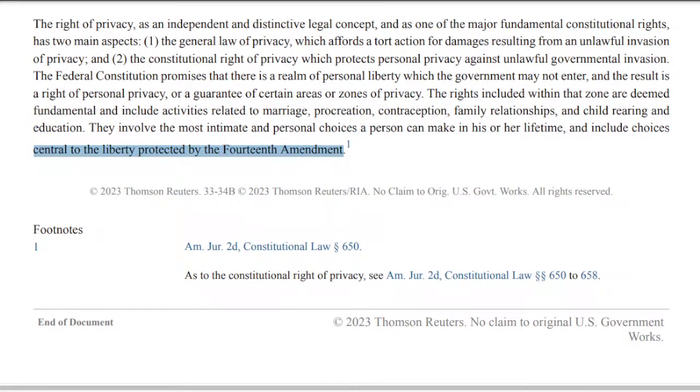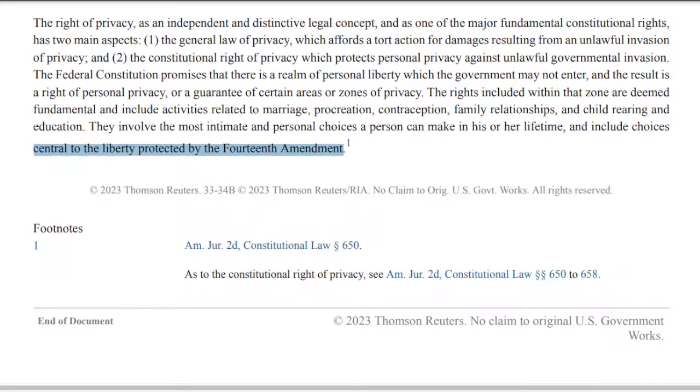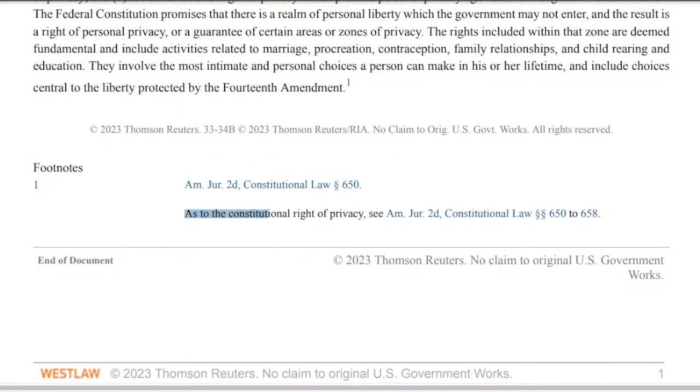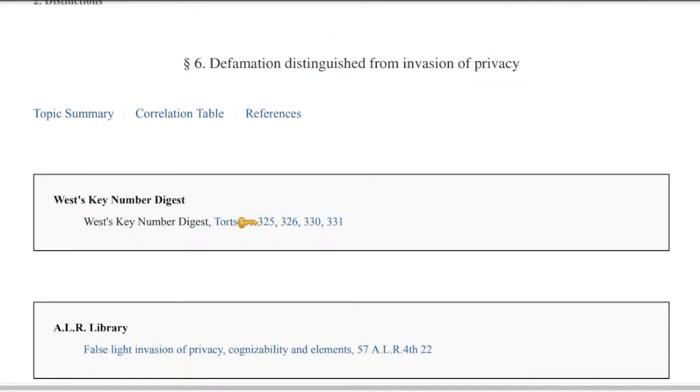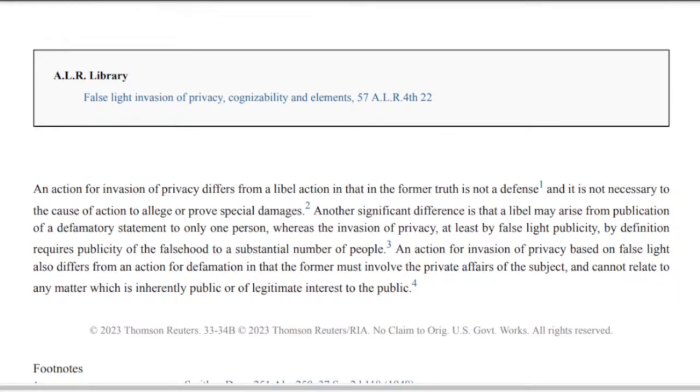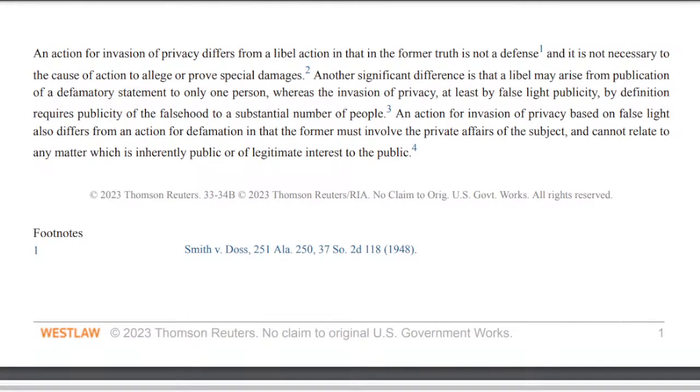So we go under constitutional law in second edition, section 650, and as to the constitutional right of privacy, see AmJur constitutional law, section 6. Defamation, distinguish from invasion of privacy. All right. An action for invasion of privacy differs from a libel action in that in the former truth is not a defense, and it is not necessary to the cause of action to allege or prove special damages. All right, let's look at this and break it down a little bit here.